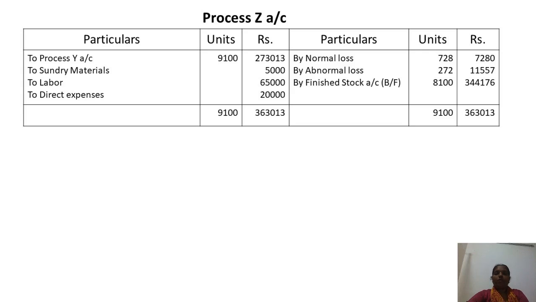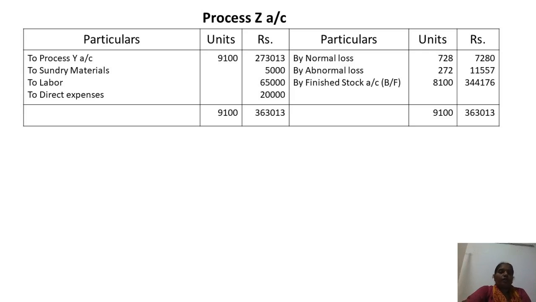Next, from the Y account we have to transfer this credit balance to the Z account, that is, we have to write on the debit side of the process Z account, to process Y account, 9,100 into 2,73,013. That's the balance amount. Then in the problem some items are given as expenses, that is sundry expenses 5,000, labor 65,000 and direct expenses 20,000.